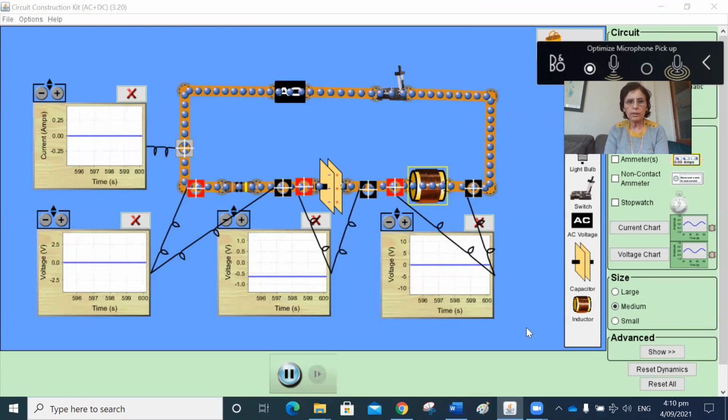Hi, my name is Gupta Khan, and in this animation, we are using the PhET AC kit, and we will be looking at the relationship between the current and voltages across a resistor, a capacitor, and an inductor in an AC series circuit. So let's turn the switch on.